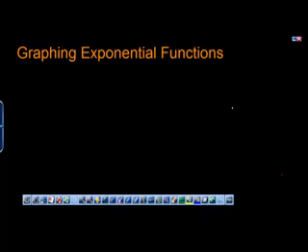Let's graph another example. Let's try y equals 3 times 2 to the power of x. Let's also see if we notice a difference from our previous graph, which was y equals 1 times 2 to the power of x, or simply y equals 2 to the power of x. So again, let's make a table of values.